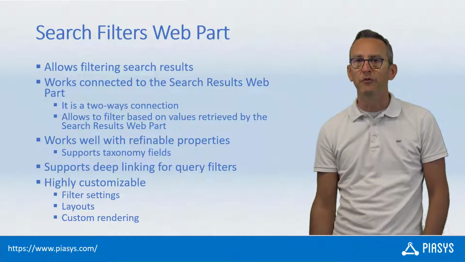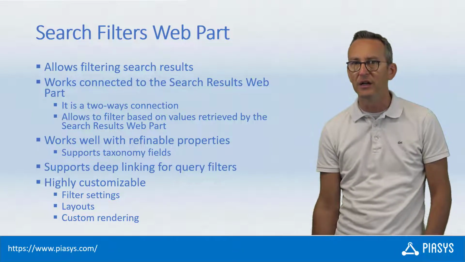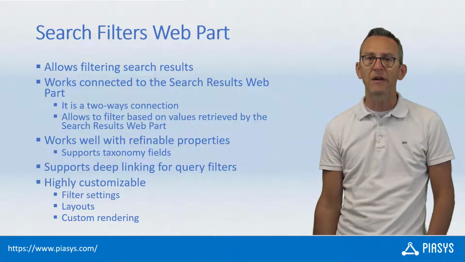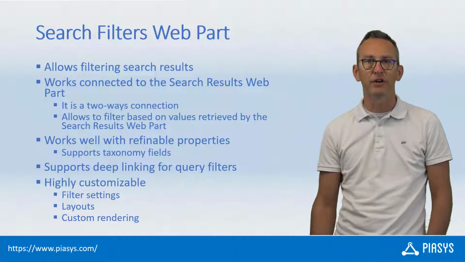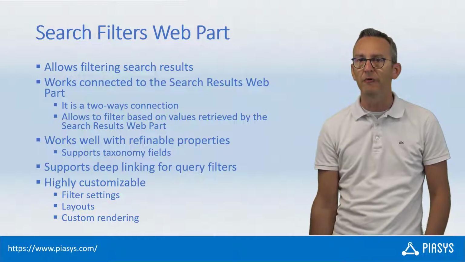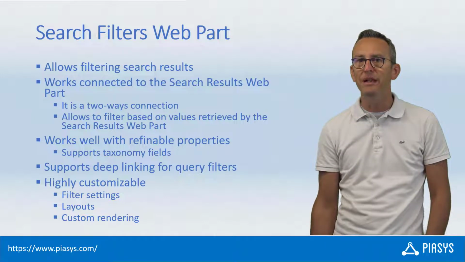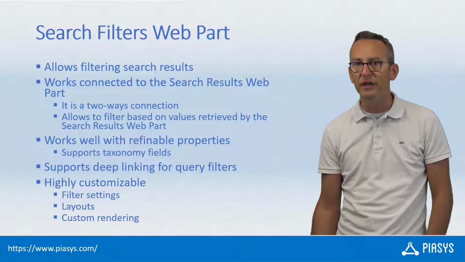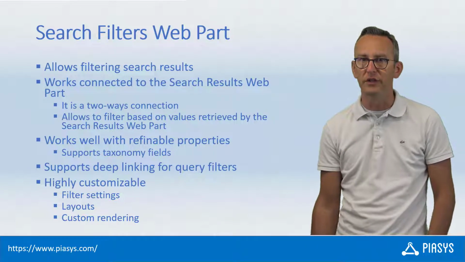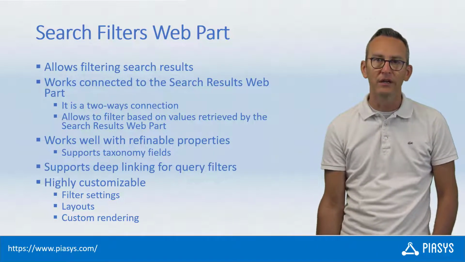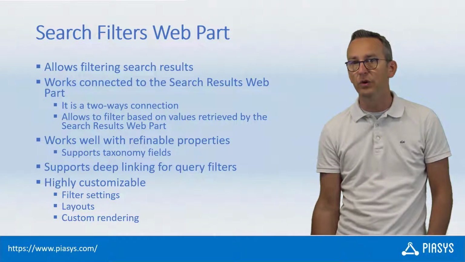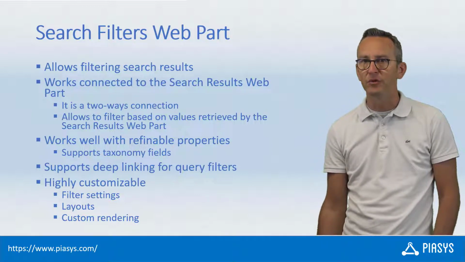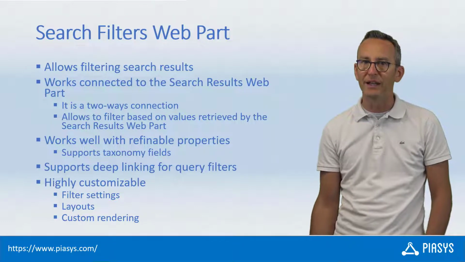And then you will be able to filter the results of the search results web part based on the values retrieved by the search results itself. When you do that, you can rely eventually on refinable fields, like for example refinable strings, and you can rely on taxonomy fields if you like. You can also define a deep link URL so that you can provide to your end users a deep link to target a specific search query with a specific search filter. This is a highly customizable web part. For example, you can customize the fields that you want to use for filtering, as well as you can heavily customize the layout, even including a custom HTML and handlebar template for rendering the search filters.